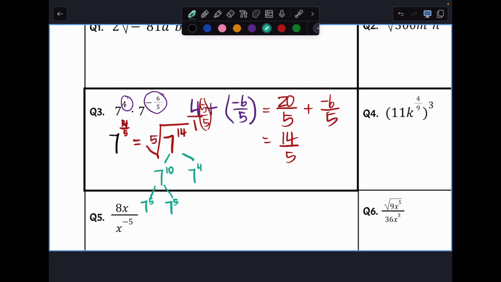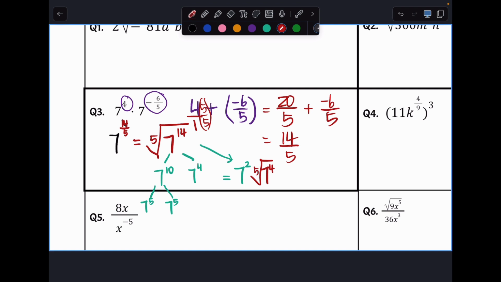So I have 7 to the 2nd power times the 5th root of 7 to the 4th power. I can't quite make 5 with the 4 that I have left, so they stay behind. Okay?